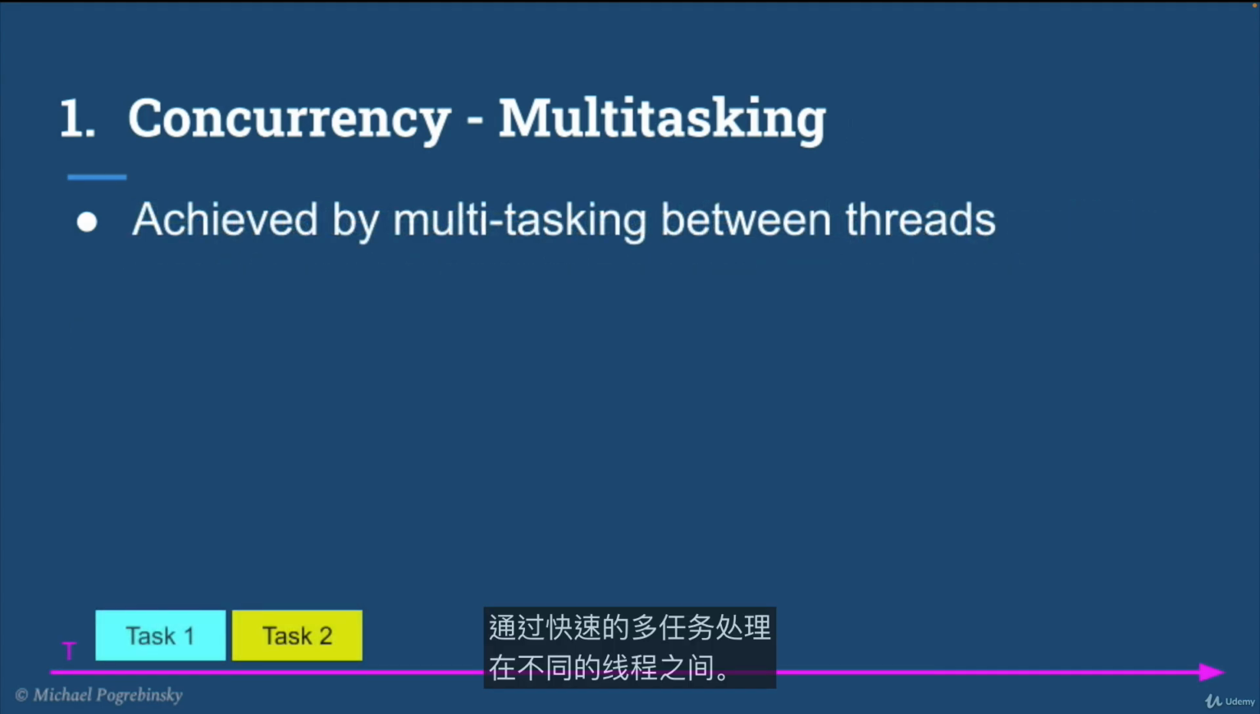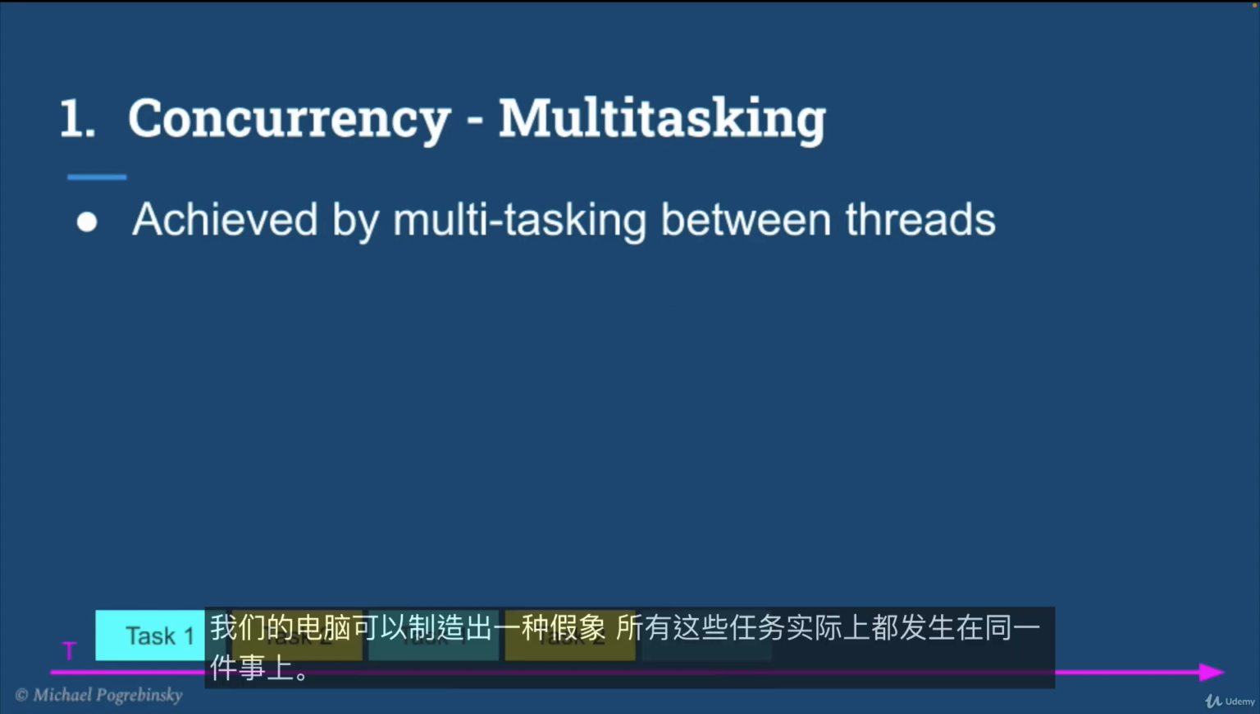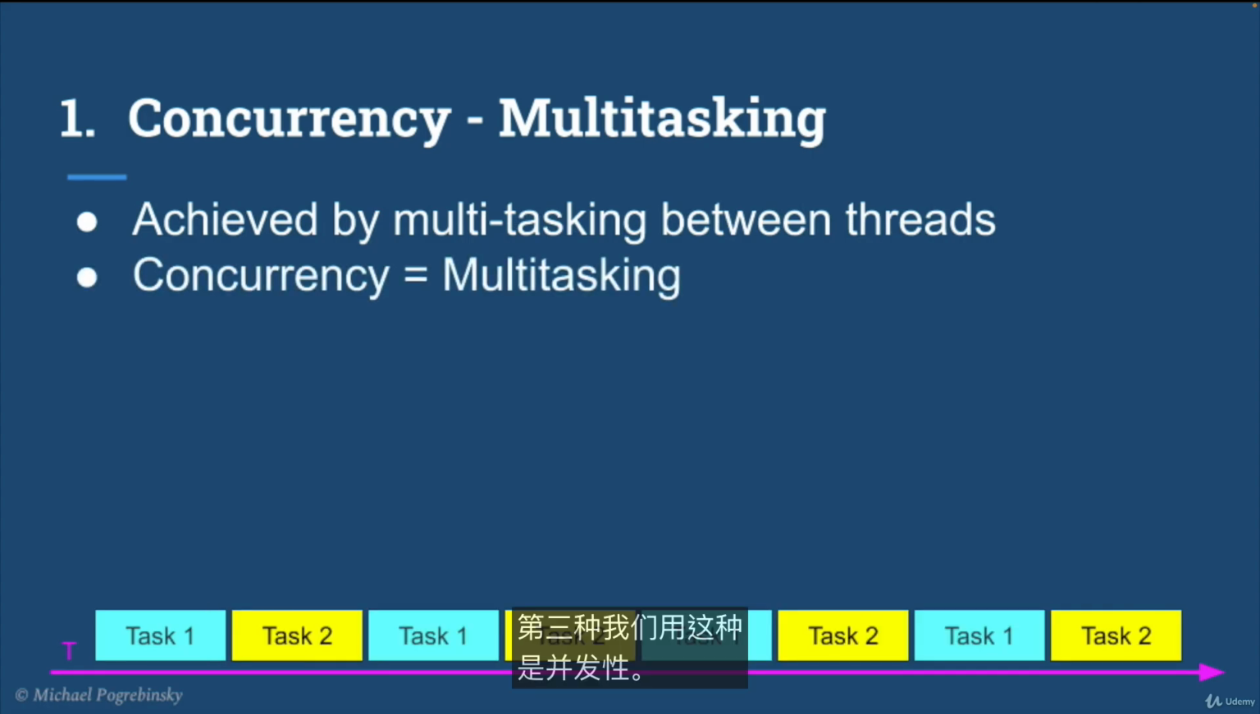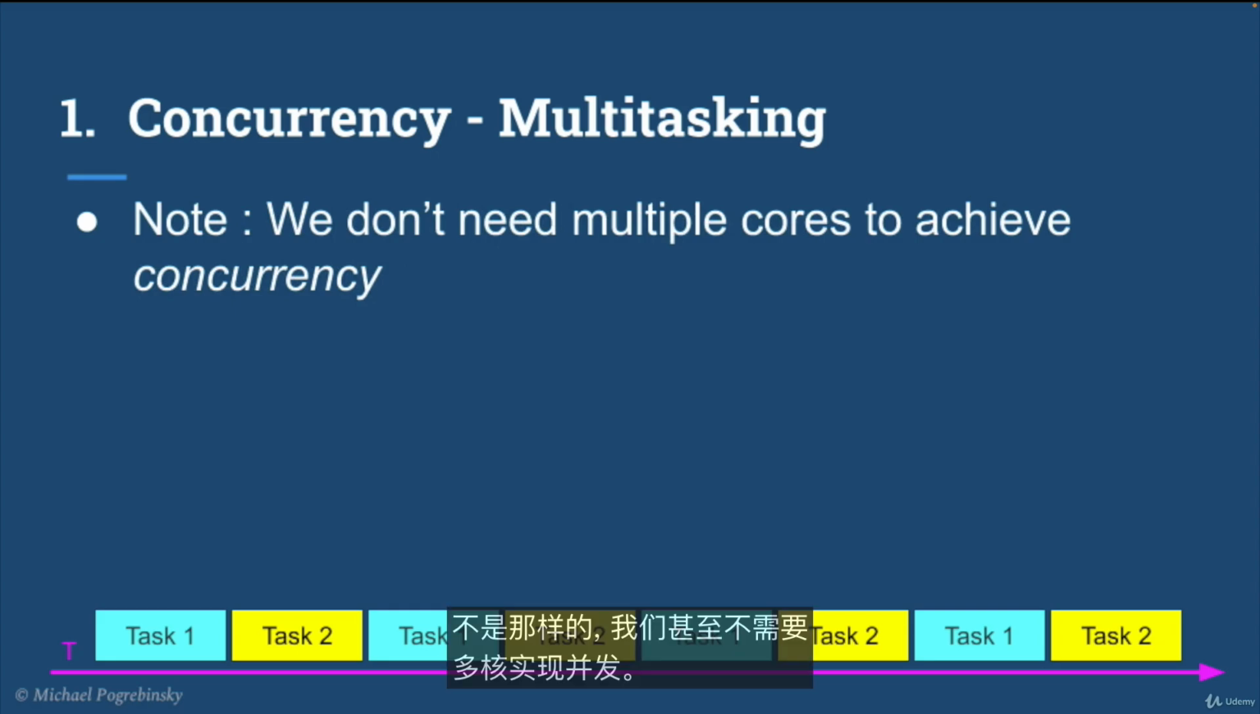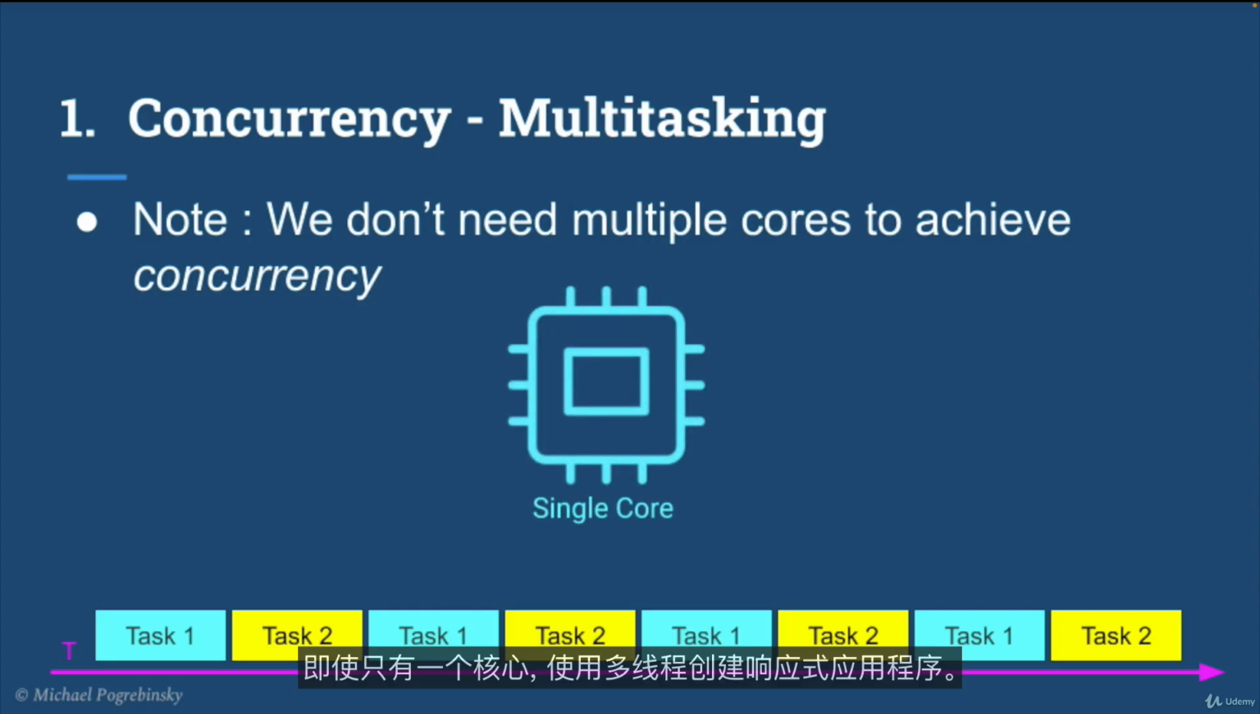By multitasking quickly between different threads, our computer can create an illusion that all those tasks are actually happening at the same time. The term we use for this kind of multitasking is concurrency. Notice that we don't even need multiple cores to achieve concurrency. Even with one core, we can create responsive applications by using multiple threads.